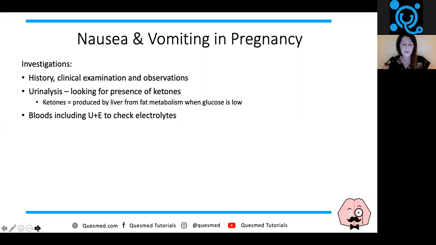So when someone presents with nausea and vomiting in pregnancy, first, you need to obviously take a detailed history, being careful to determine what the patient's oral intake has been the last few days. You'd also want to perform a clinical examination and routine observations, looking for evidence of dehydration, such as hypotension and dry mucous membranes. One of the first investigations you'll do is a urinalysis, a simple urine dip, and here you're looking for the presence of ketones. Now, ketones are produced by the liver from fat metabolism when the body is in short supply of glucose. Therefore, presence of ketones indicates that oral intake is insufficient. It's also important to check bloods, to check for signs of dehydration and electrolyte imbalance.